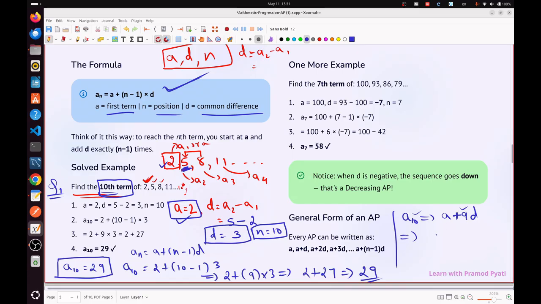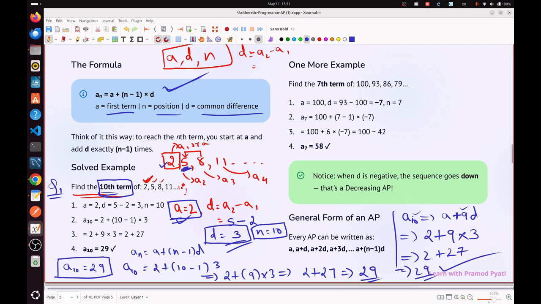Directly substitute this. A we have, 2. 2 plus 9 into D, that is 3, right? So 2 plus 9 threes are 27. 27 plus 2 is 29. Directly we can apply this trick.